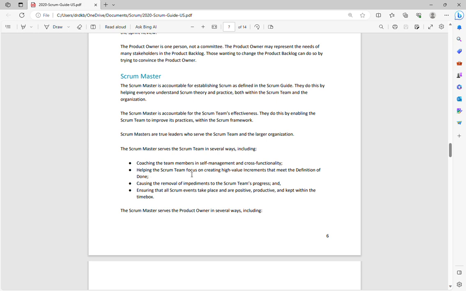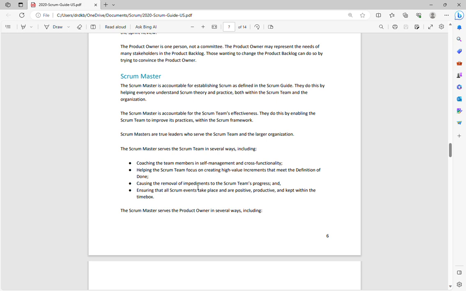Next point is helping the Scrum team focus on creating high value increments that meet the definition of done. Now, the Scrum Master should encourage the team to pay attention to the quality of the work by reminding them whether their work is meeting the definition of done or not. In the daily scrums, the Scrum Master can encourage the team to inspect and adapt if any changes are needed to meet the definition of done. So that's how high value increments can be produced, and the Scrum team can remain focused. From time to time, the Scrum Master has to remind them to keep a check on the quality of the work that they are performing.